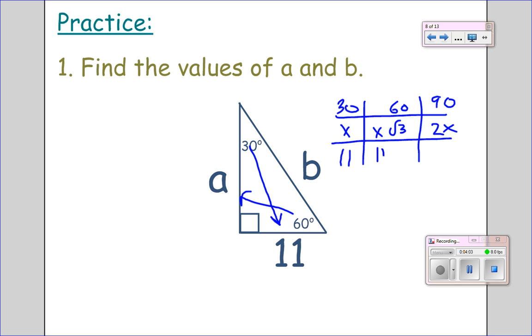You multiply by square root of 3. So a equals 11 square root 3. And then how do you go from the 30 side to the 90 side? Times 2. 11 times 2 is 22. So b equals 22. Never try to go from 60 to 90 or 90 to 60. Always go back to 30 and then to 90. So that's how we can work the chart.